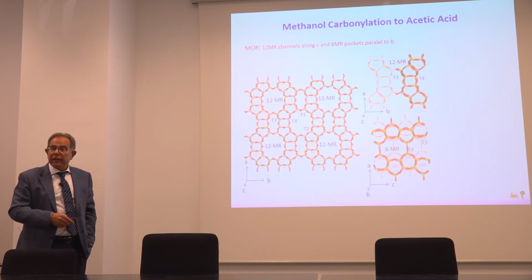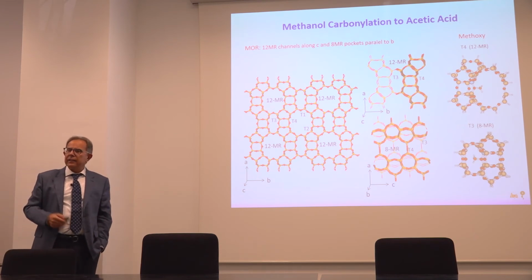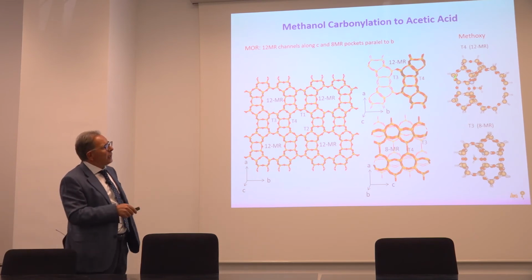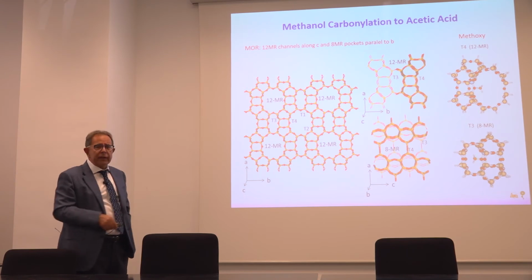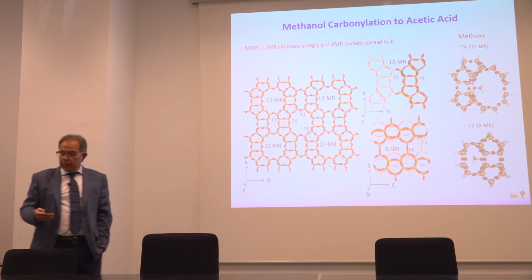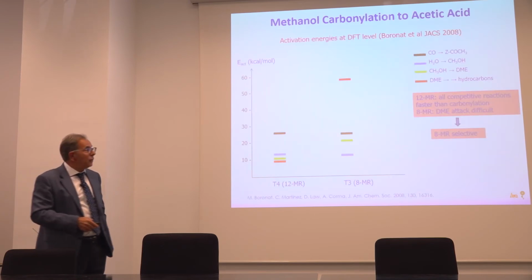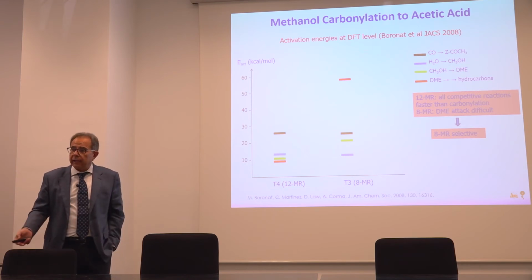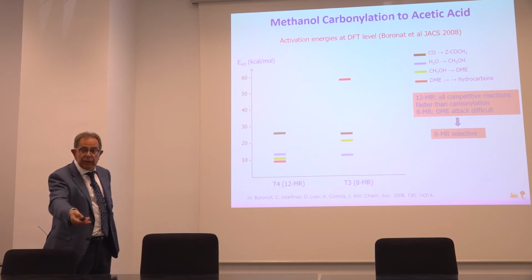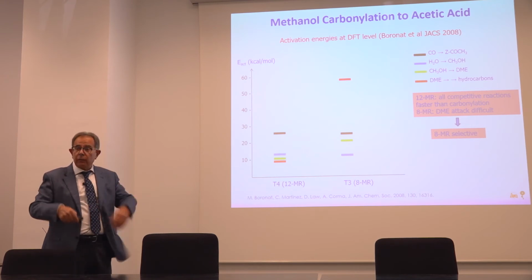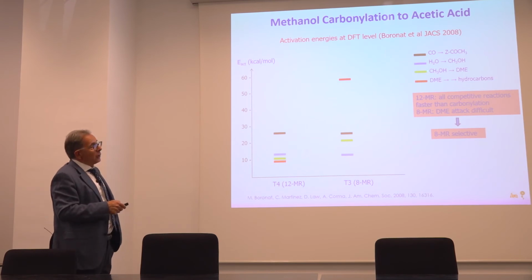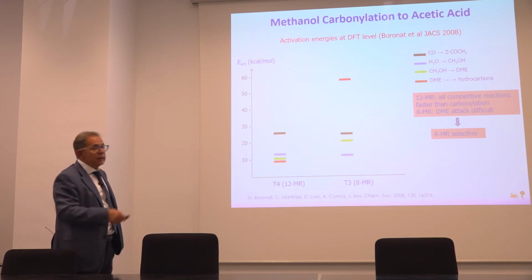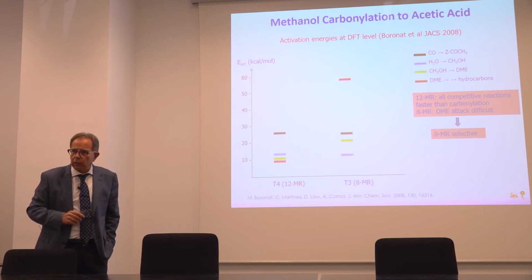And then we went mechanistically to see if that was indeed the case and how we can manage it. So here we form the methoxy in the 12-ring and in the 8-ring. And then we went through theoretical calculations and calculated the reaction of those methoxy groups either with CO, carbonylation, that is the reaction we want, or with water that will be present, which will hydrolyze the methoxy and give you back the methanol, or the methoxy that you have formed can go into dimethyl ether, and the dimethyl ether can go into hydrocarbons, things that we don't want.